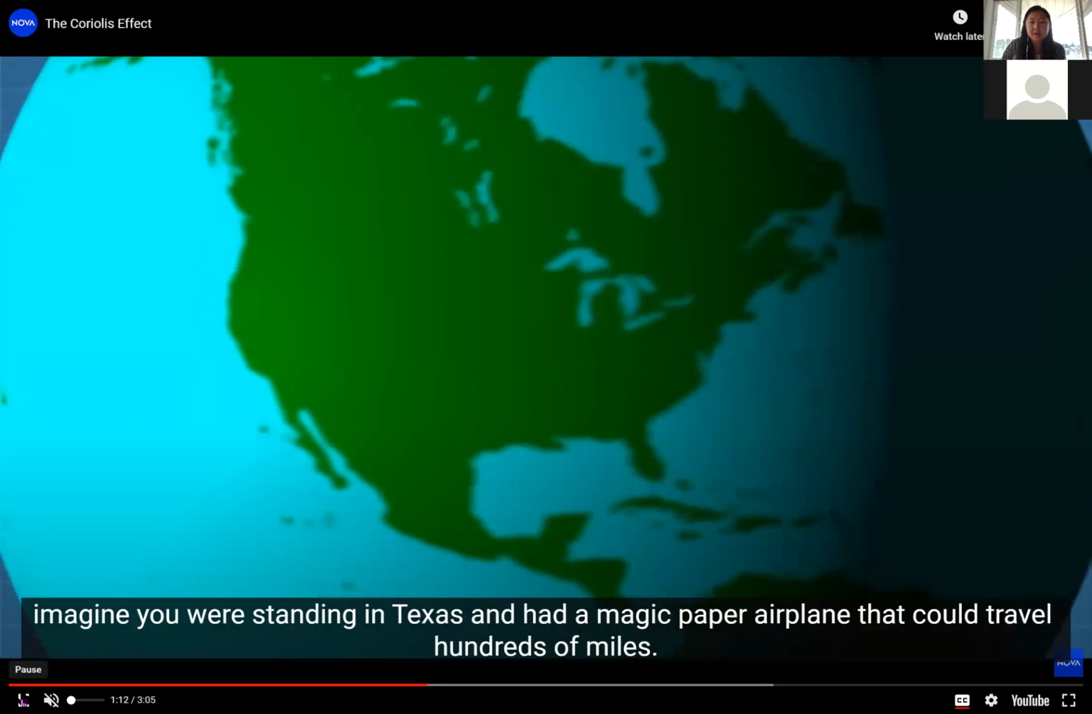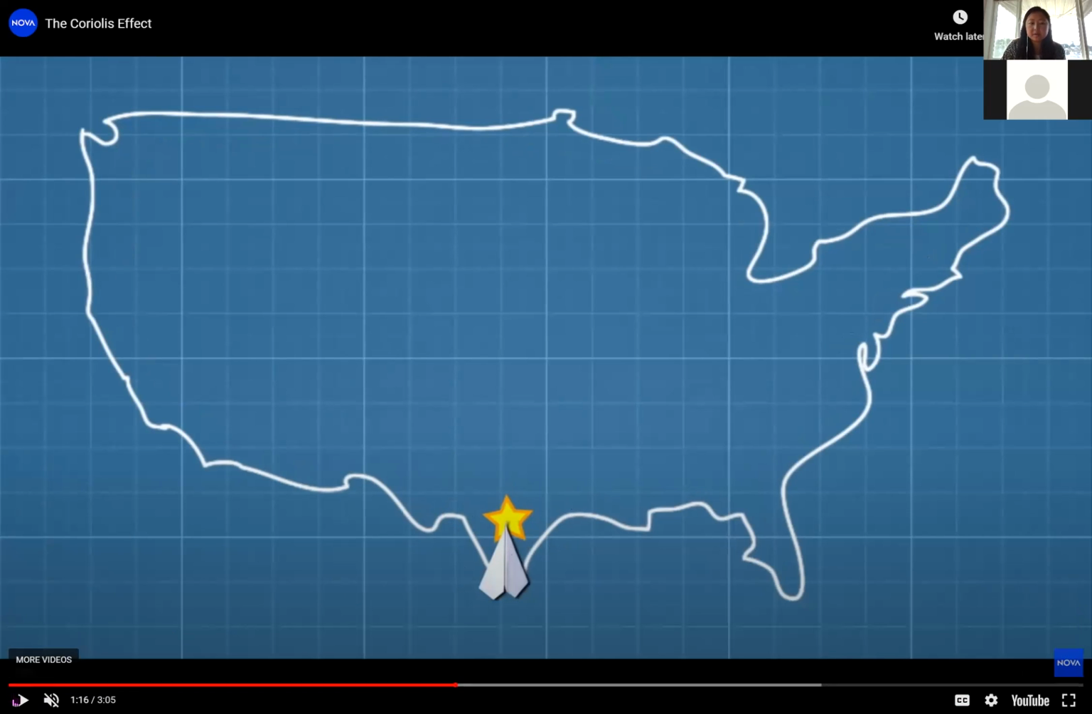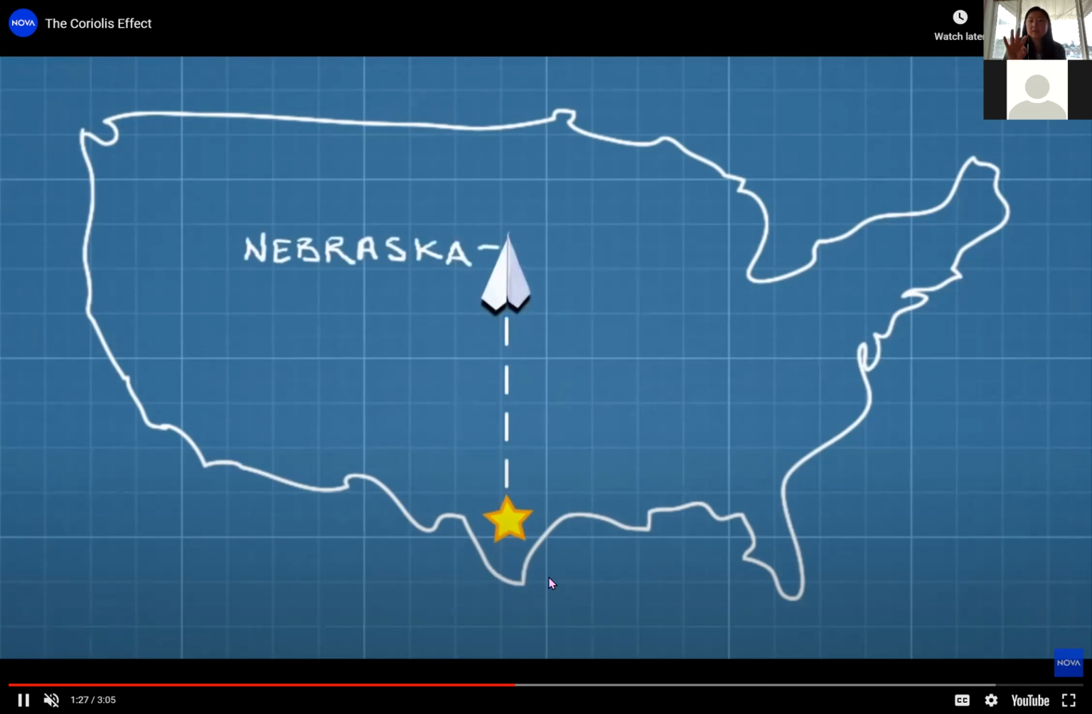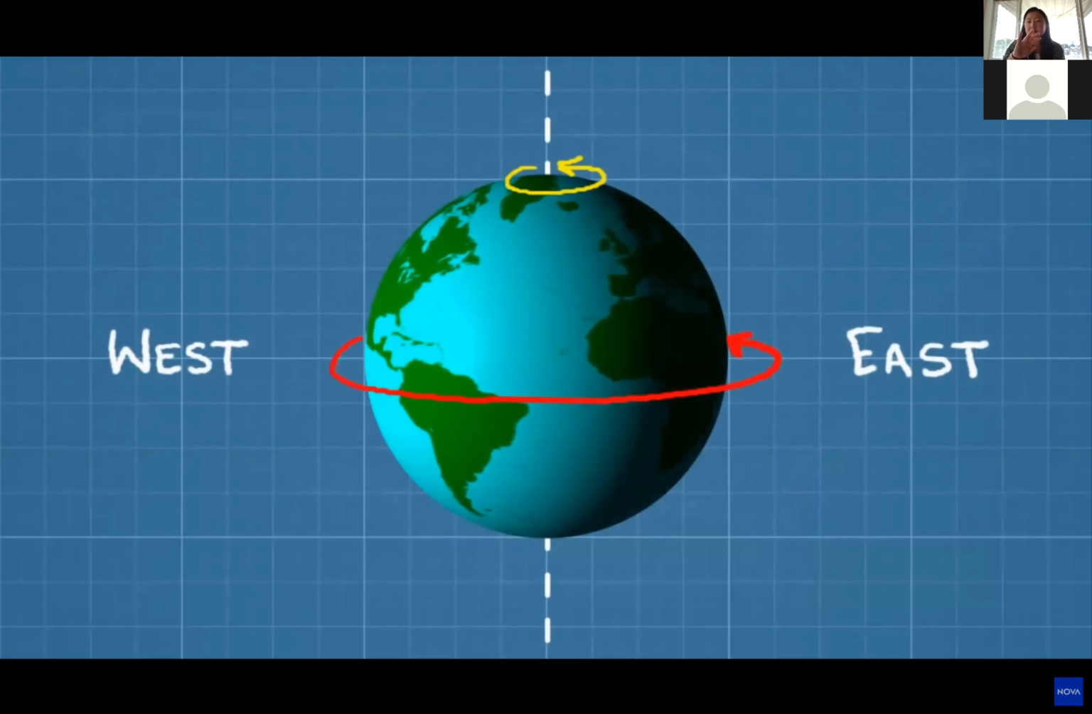So this creates a phenomenon which affects our atmosphere. Imagine if you were to throw a paper airplane from Texas and you were able to throw it straight. In a perfect world where the Earth is not spinning, it would land dead north of you. However, because the Earth does spin, we have to take into account this gravitational force and this momentum that's happening.